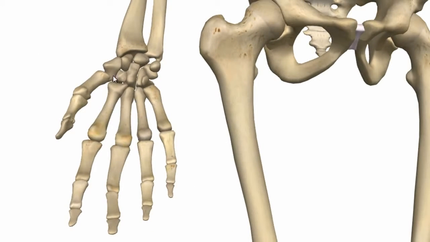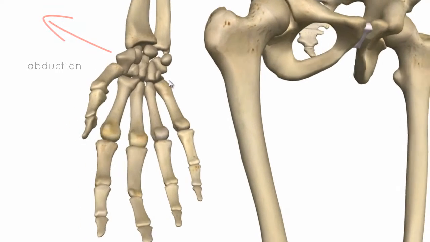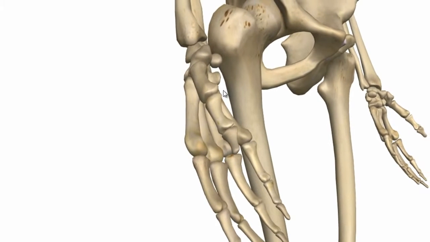So abduction is movement in this direction, adduction is movement towards the midline, and flexion and extension: flexion is up this way and extension is back this way.